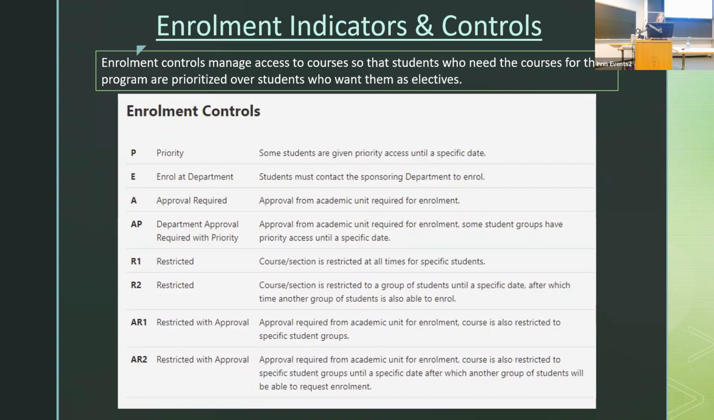Okay, so every course has a lecture. You must enroll in the lecture. Some courses also have tutorials. You'll need to scroll down through the timetable builder to see.